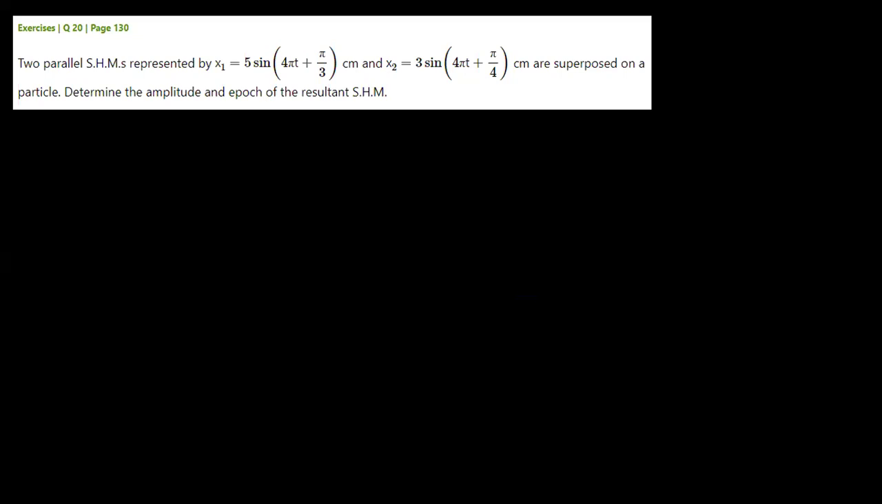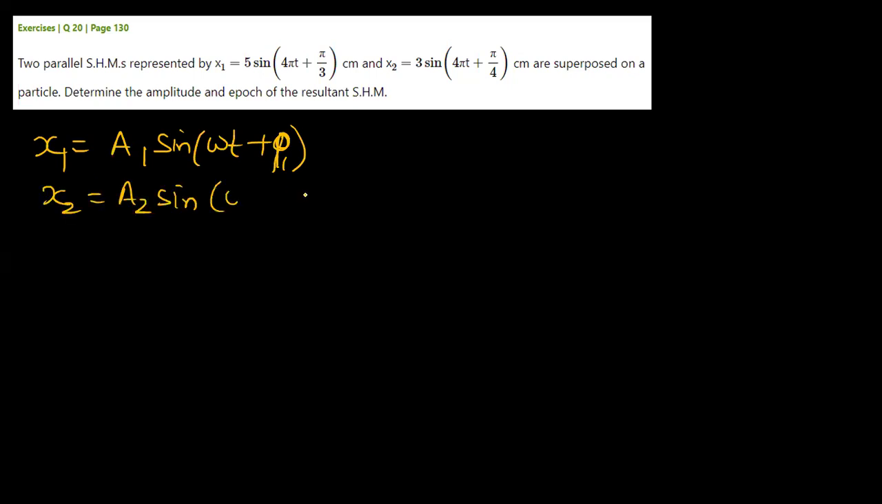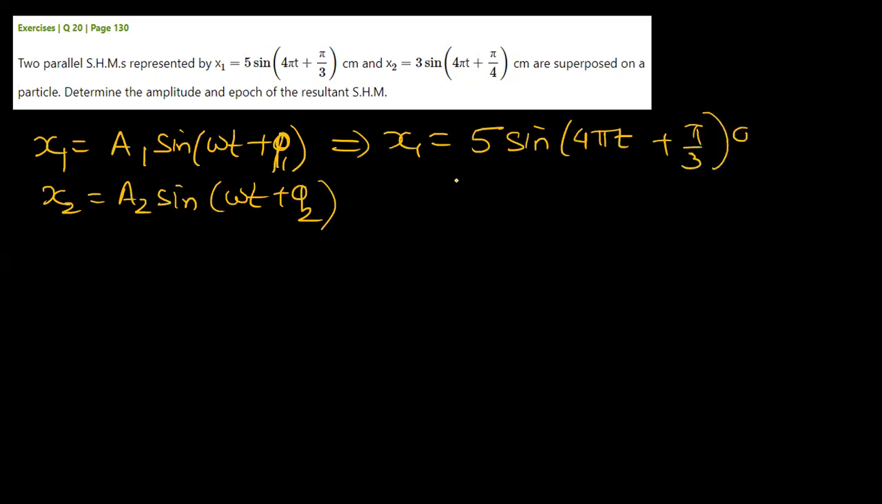Two parallel SHMs are represented by two equations. So we have x1 equal to A1 sine omega t plus phi 1, and x2 equal to A2 sine omega t plus phi 2, right? I can compare the first equation with the given x1 equal to 5 sine 4 pi t plus pi by 3 in centimeters, and compare the second with x2 equal to 3 sine 4 pi t plus pi by 6 in centimeters.